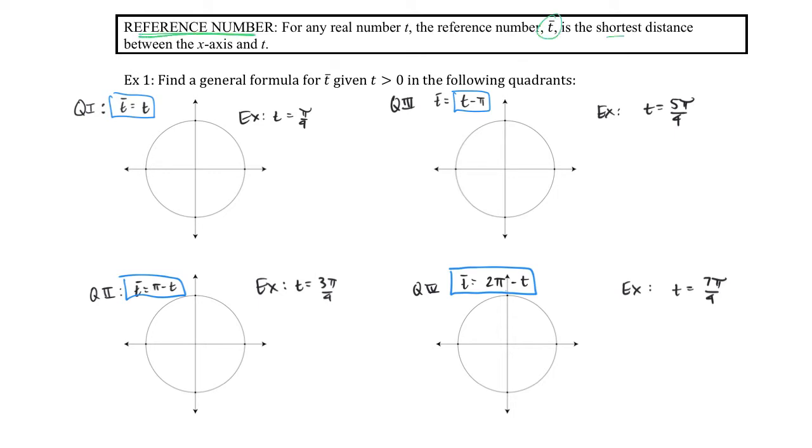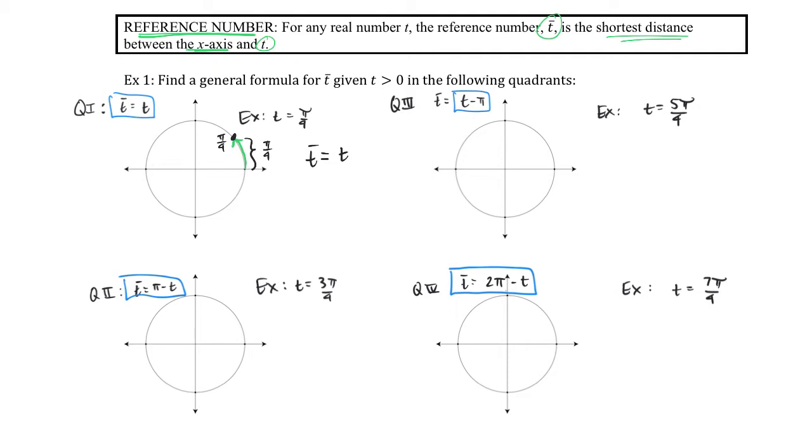It's basically the shortest distance between whatever angle we have, the t, and the x-axis, and we denote that with a t with a bar over it. Let me start with, for example, quadrant 1, which is not all that exciting. If we've got some positive t, pi over 4, the shortest distance between where we are at pi over 4 and the x-axis, well, they're the exact same thing. So in this case, t is equal to the reference angle.